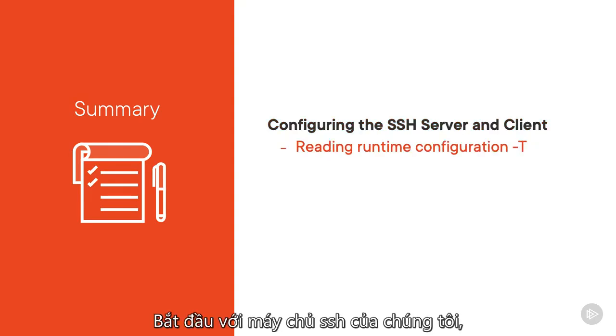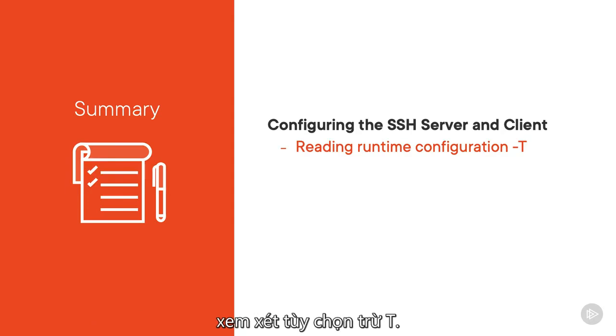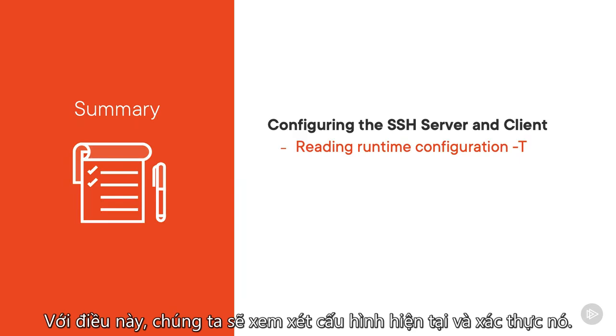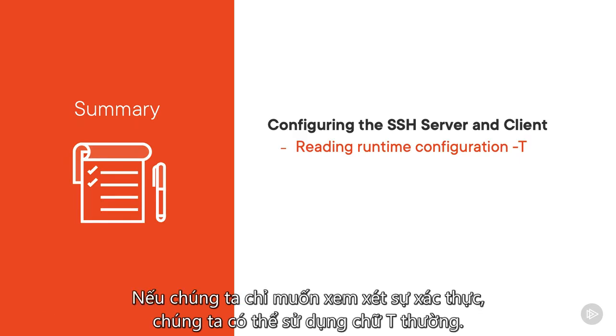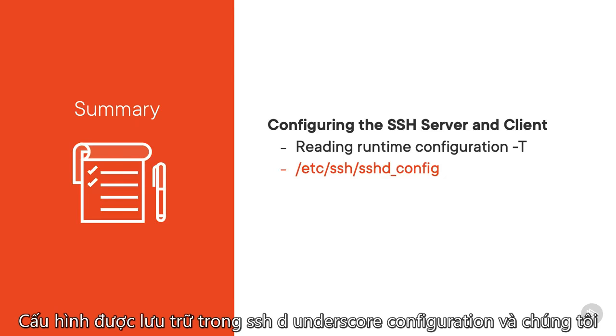Starting off with our SSH server, we could read the runtime configuration file by taking a look at the option -T. With this, we're looking at the current configuration and validating it. If we only wanted to look at the validation, we could use the lowercase t. The configuration is stored in the /etc/ssh/sshd_config.